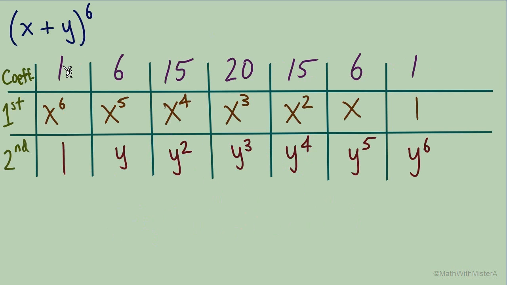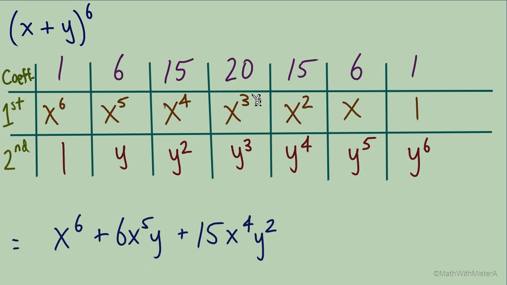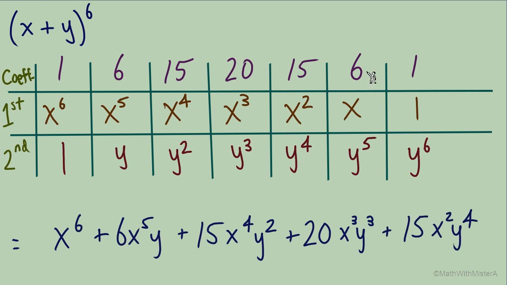Now lastly, each of these columns corresponds to a term of the expanded polynomial. I just need to multiply all these parts together. First term, 1 times x to the 6th times 1, that's just x to the 6th. Here we have 6 times x to the 5th times y, there's that term. And we're just proceeding along the way. Then 15x to the 4th y squared, 20x cubed y cubed, 15x squared y to the 4th, 6xy to the 5th, and lastly, 1 times y to the 6th is positive y to the 6th. So we have our 7 terms of the expanded polynomial.